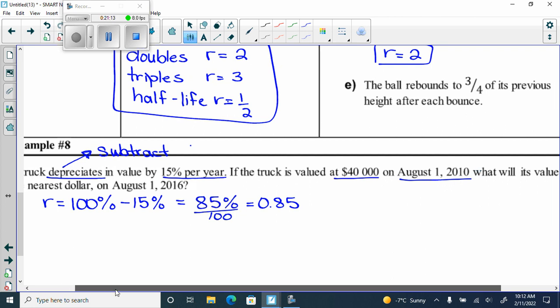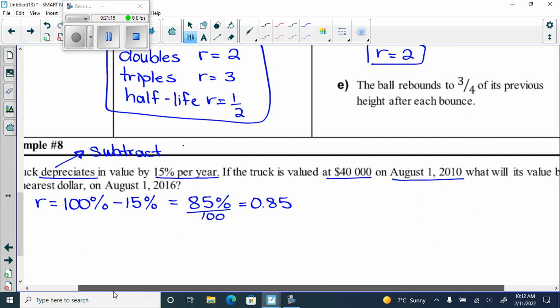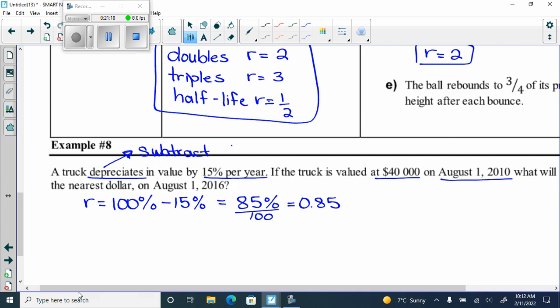Let's keep reading. What will its value be to the nearest dollar on August 2016? So is the 40,000 earlier or later? 40,000 on August 1st, 2010, and they want to know how much it's worth in 2016. Is 2010 before or after 2016? It's T1, because this one's in 2010. They want what it's worth in 2016, which is a later date, correct? So T1 is 40,000.